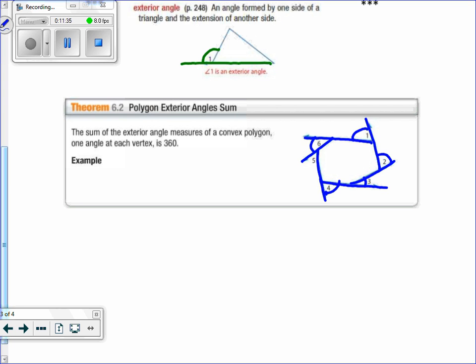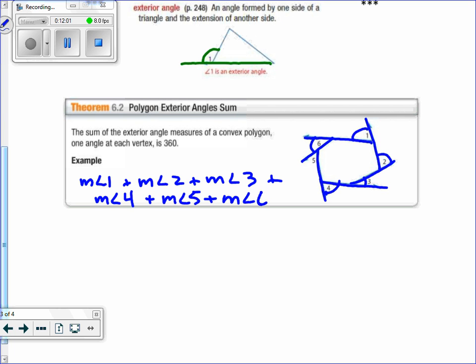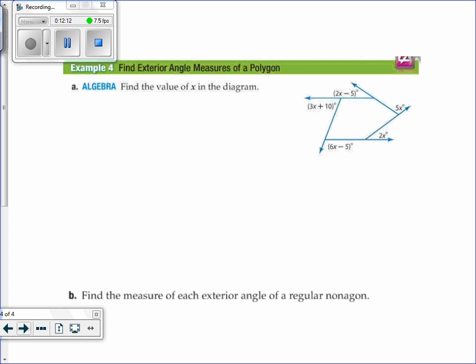It says the sum of the exterior angle measures of a convex polygon is 360 degrees. So it doesn't matter how many sides you have, the exterior angles will always add up to 360, which means that the measure of angle 1 plus angle 2 plus angle 3 plus angle 4 plus angle 5 plus angle 6 is going to be 360 degrees. It doesn't matter how big my polygon is, it's always going to have a sum of 360. It's good to use that with example 4.